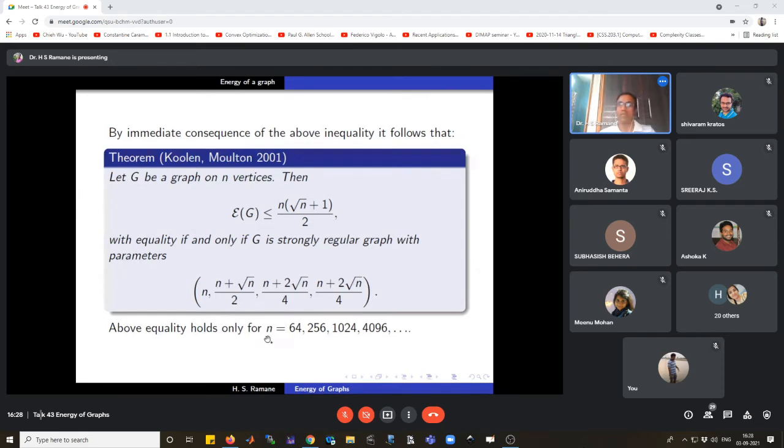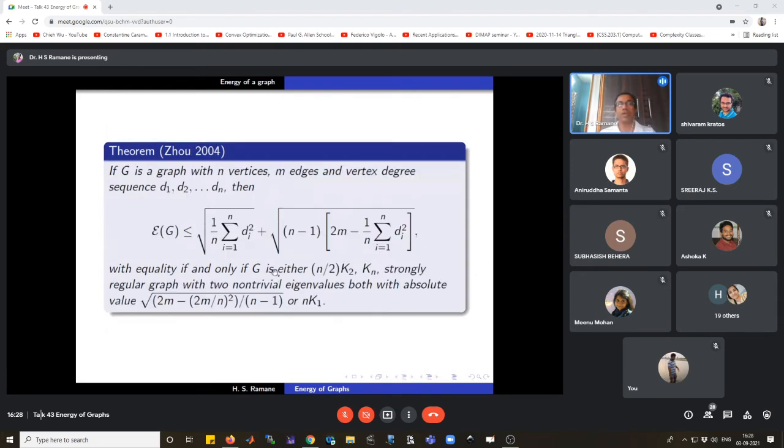Only for these values of n, such graphs exist where the energy of G is equal to this quantity n into root n plus 1 by 2. Okay, then some more bounds. I will just outline them here.